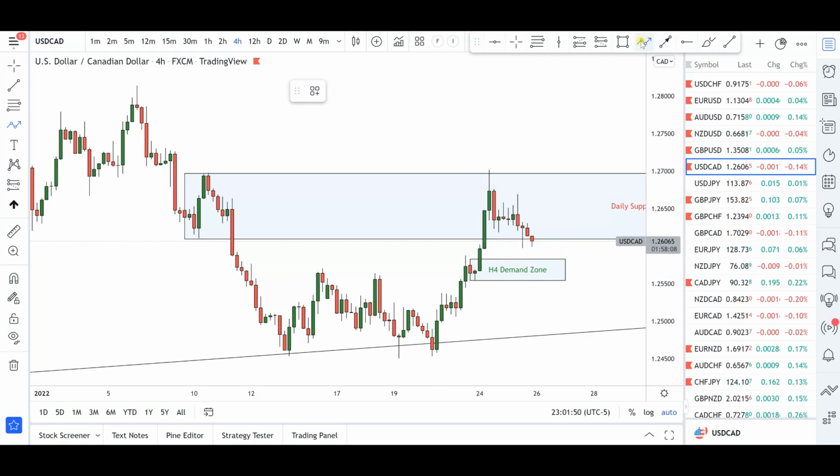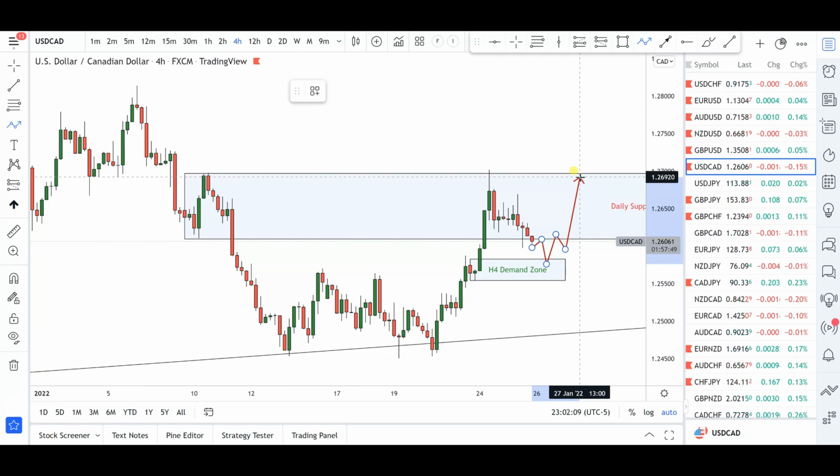Okay, so what I would love to see in this pair right now, as we are retracing, is price give me a dip into this particular demand zone. Maybe if we retest the 125.75 level, anywhere from right around here, if we get another bounce, I will be looking for an opportunity to go long for further continuations to the upside.